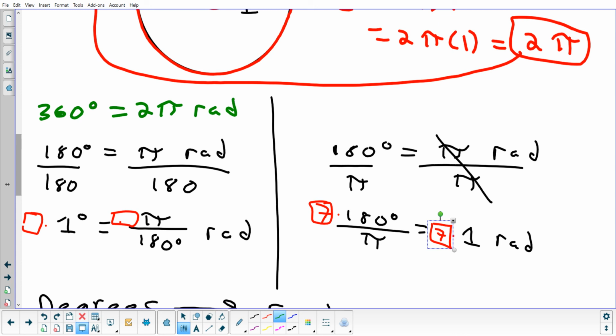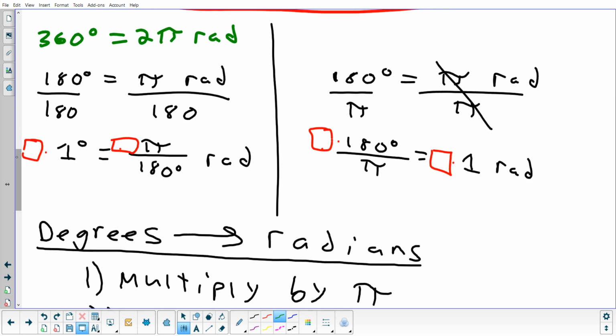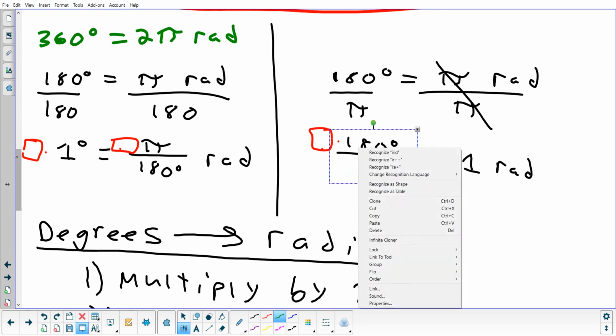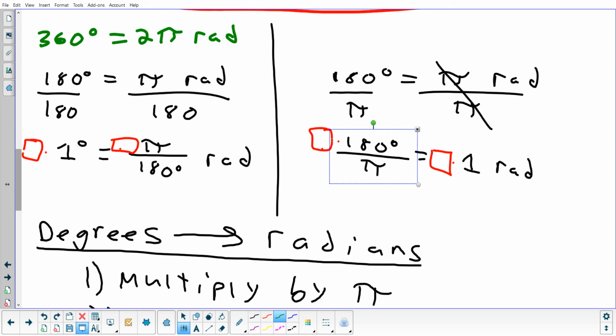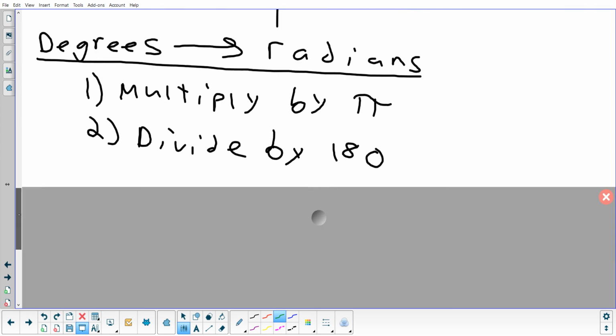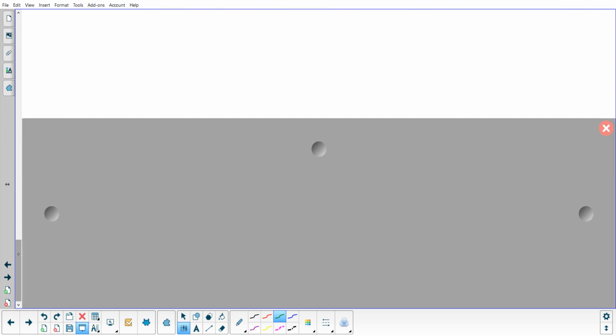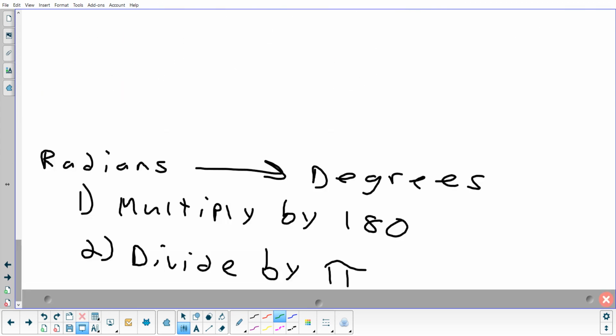So it doesn't matter what number you put in that box. What does matter is what's next to it. To convert from a radian to a degree, you always do two things. You multiply the number by 180, and then you divide the number by pi. Multiply by 180, divide by pi. I think I have that written down right here. Multiply by 180, divide by pi.